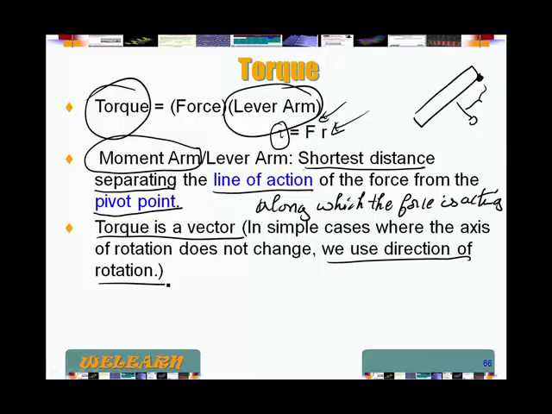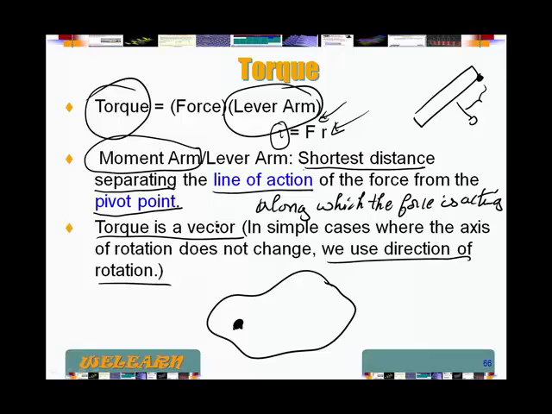Now, let's try to explain the moment arm or the lever arm again. Let's assume I have an object here, and I have a piece of metal going through it and set like that. Now, we are assuming that this object can rotate about that piece of metal.